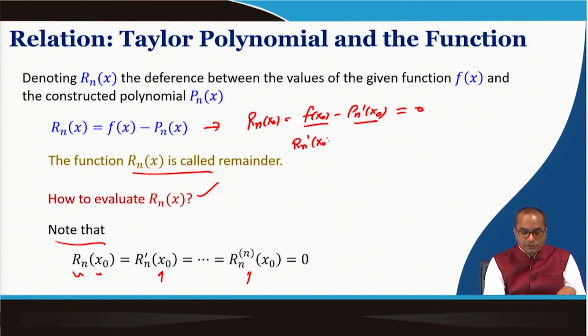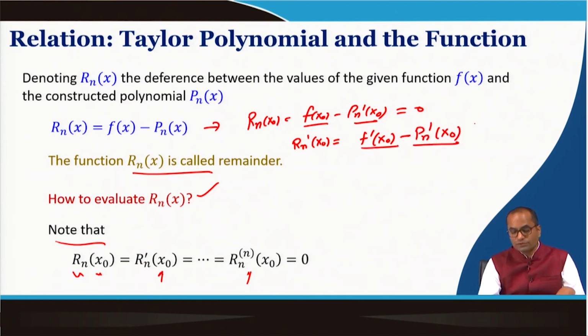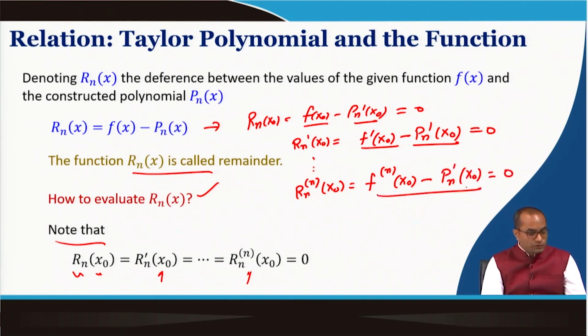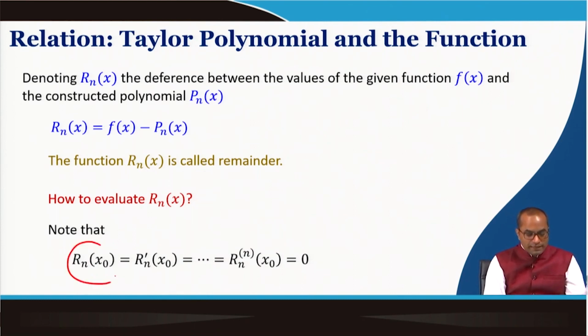Similarly for Rn, at x naught the derivative will be the derivative of f at x naught minus the derivative of Pn at x naught, and as per the construction these should match, and this will continue up to the nth order derivative, because our construction was that all these derivatives up to the nth order should match for the polynomial and the function. So this will also be 0. So we have this observation that Rn at x naught, in fact all these derivatives, the first order, second order, up to nth order, will be 0.